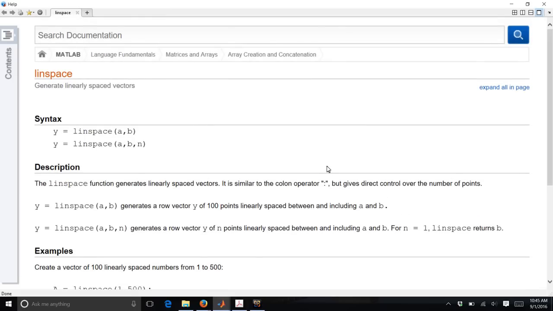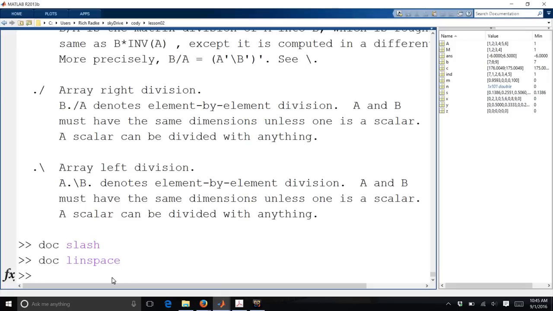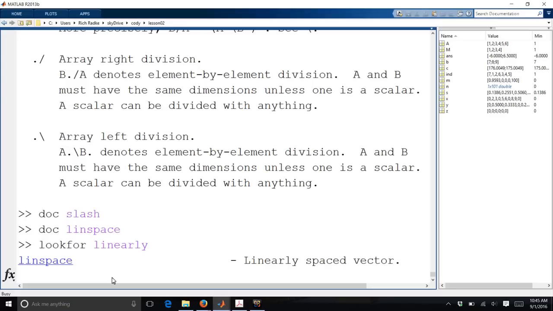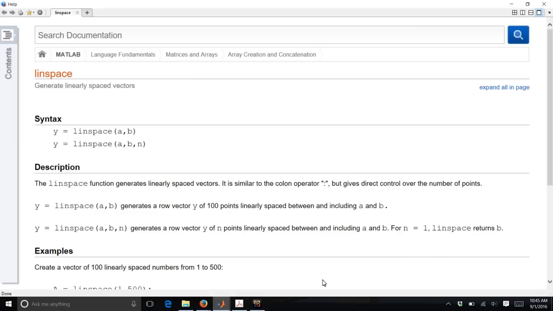And also, if I don't really know exactly what I'm looking for, I can also look for commands that contain the text that I want in their help text, right? So if I know kind of what I'm looking for, but I don't know if it exists, I can look for something, and it goes through the whole help tree to find things that contain that. So you can see the help text appeared here, right? Generate linearly spaced vectors. That's what MATLAB is looking for.